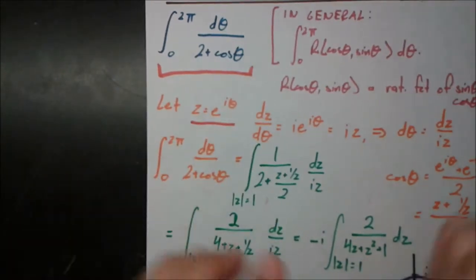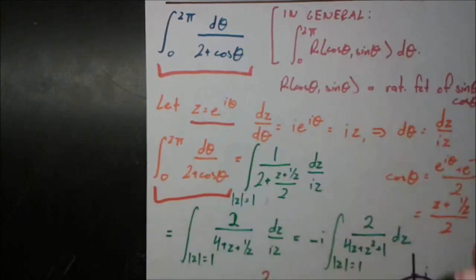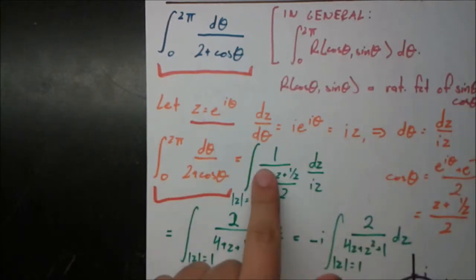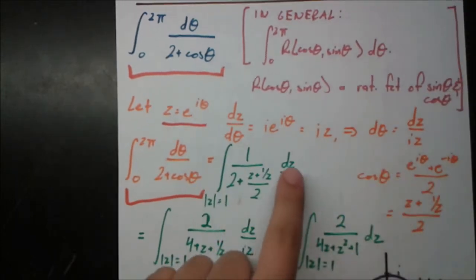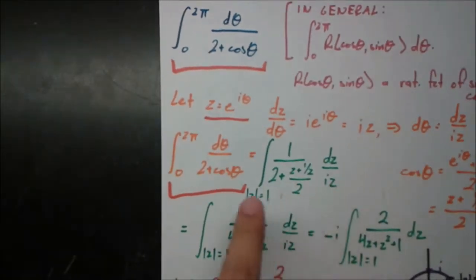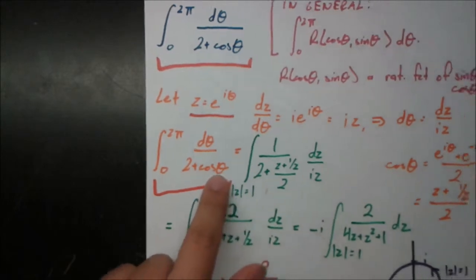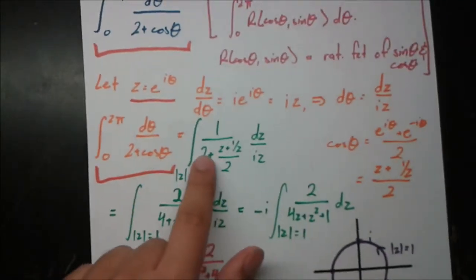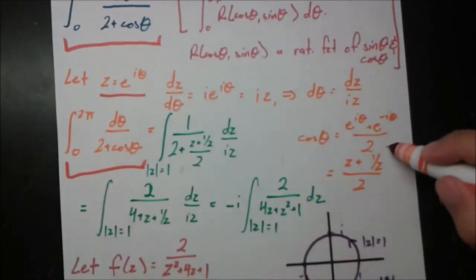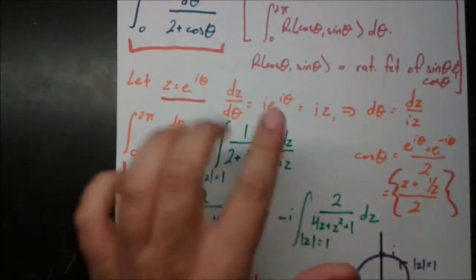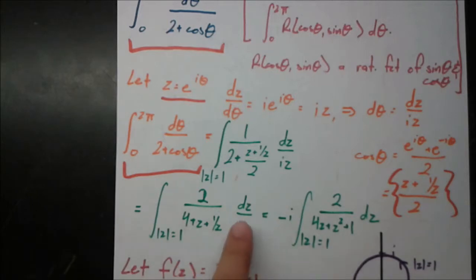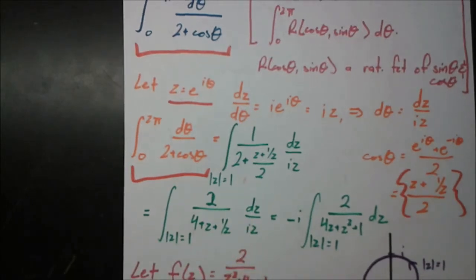So this is the integral that was written that we're trying to solve, and we're going to transform this. So it's going to be the integral of, and d theta we said was dz over iz, so we have dz over iz, and we have 2 plus cosine theta in the denominator, so we're going to have 2 plus this expression for cosine theta that we found, and then we have a 1 in the numerator, like that.